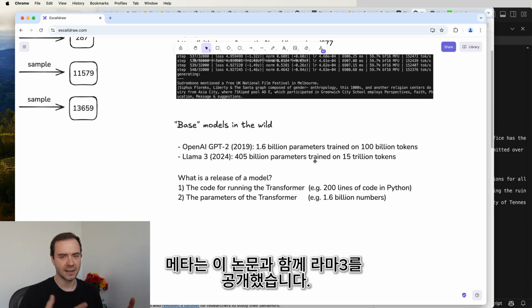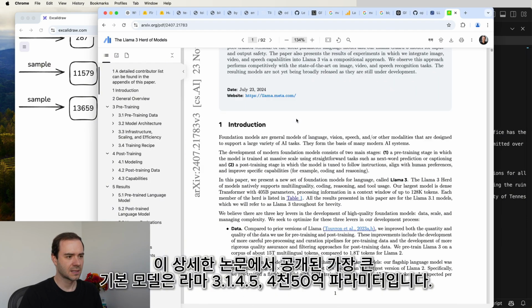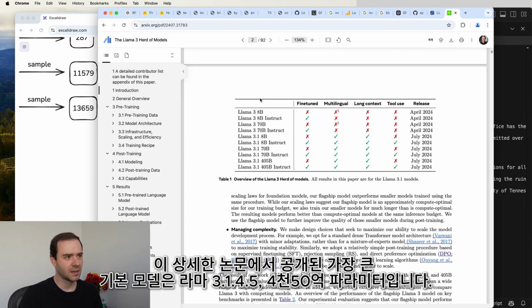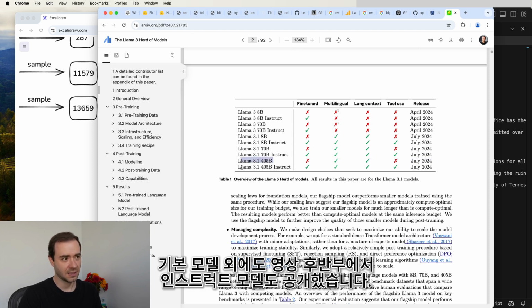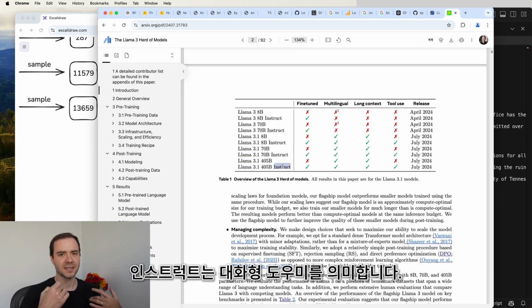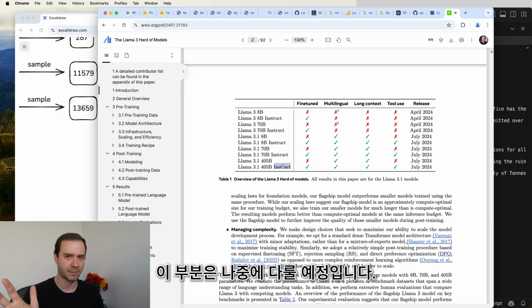And Meta has also made a release of Llama 3, and that was part of this paper. With this paper that goes into a lot of detail, the biggest base model that they released is the Llama 3.1 405 billion parameter model. So this is the base model. And then in addition to the base model, you see here, foreshadowing for later sections of the video, they also released the instruct model. And the instruct means that this is an assistant. You can ask it questions and it will give you answers. We still have yet to cover that part later.